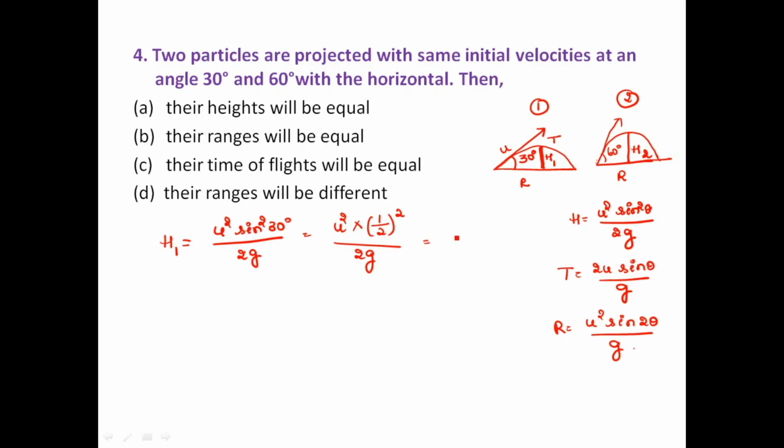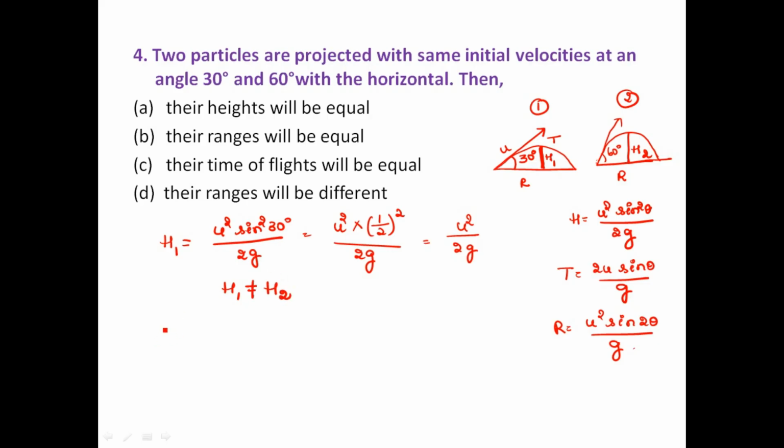That can also be written as u square by 2g. What about the height h2? Of course they are not going to be equal. What if I substitute sine 30 degree with 60 degree? I'll replace it with 60 degree, and sine 60 degree is root 3 by 2. However, h1 will not be equal to h2.